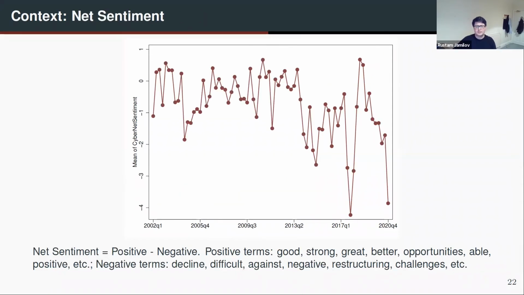So this is net sentiment. This is the positive minus negative sentiment, and positive terms include good, strong, great, better, etc. And negative terms include decline, difficult, against, negative. Starting as more or less sentiment neutral, this risk factor has become increasingly negative. In 2017, it peaked negatively. That local peak coincided with the global WannaCry cyber attack. And now we're in the second local negative peak, that's the COVID pandemic.